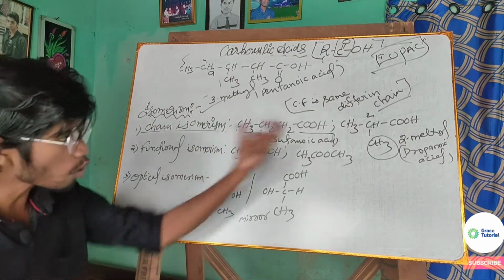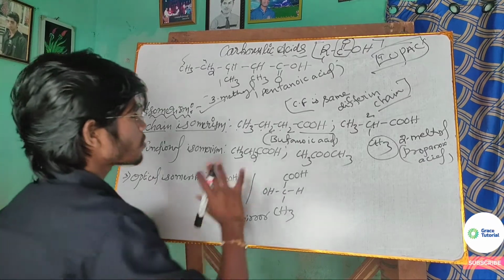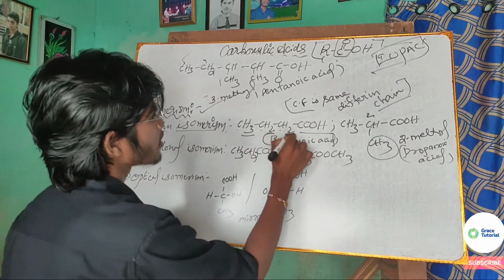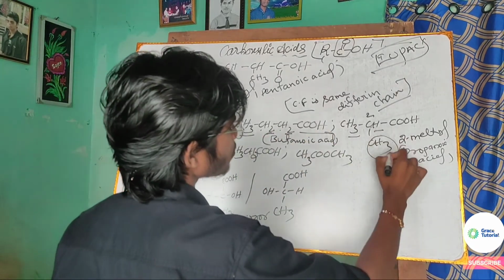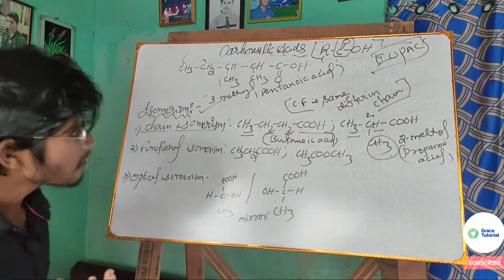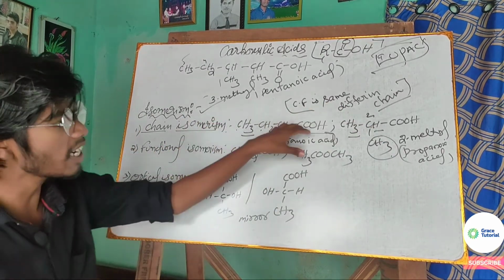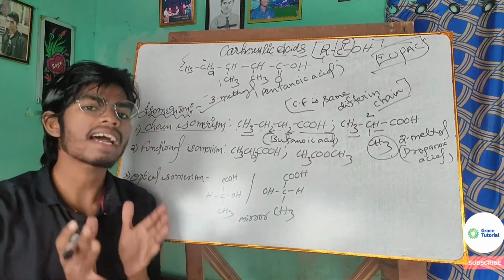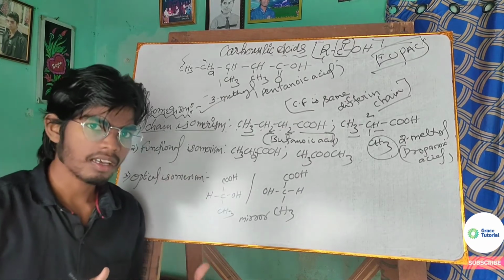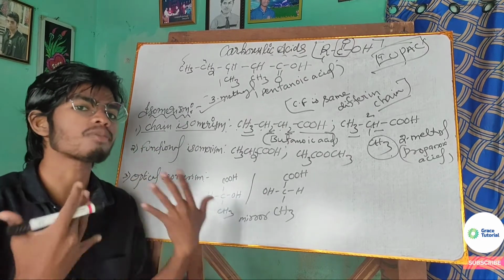If you observe these two compounds carefully, both possess the same chemical formula. How many carbon atoms are there? Total 4 carbon atoms. Here also total 4 carbon atoms. How many hydrogen atoms? Total 8 hydrogen atoms, and 2 oxygen atoms. That means the chemical formula is the same. But what is different here? The chain is different. Here it is a straight chain, but this consists of a branched chain. So compounds having the same chemical formula but differing in their chain are called chain isomers, and the phenomenon is called chain isomerism.